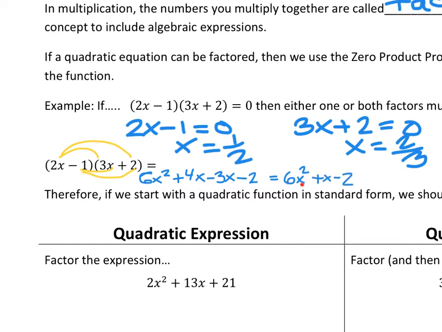Notice that this first term here, 6x squared, is the product of these first two terms in the binomials. And notice that this negative 2 here is the product of the constants in the two binomials. So the process here of factoring and going in reverse, taking something that looks like this and getting back to these binomials, is all about finding what these two first terms are and what these two terms are that are going to give you this middle term here. So that's the technique that I'm about to teach you.